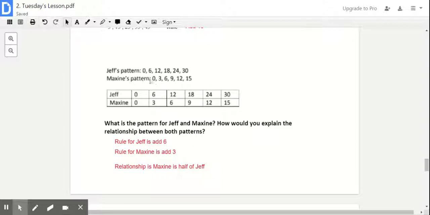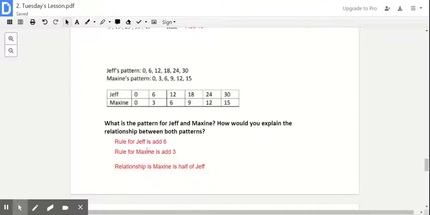Jeff's pattern is here, Maxine's pattern is here. What is the relationship for Jeff and Maxine? How would you explain the relationship between both patterns? Okay, so I know that the rule for Jeff is add 6 over and over again. The rule for Maxine is adding 3 over and over again. And then for the relationship, I need to look at each corresponding term in order to figure this out.